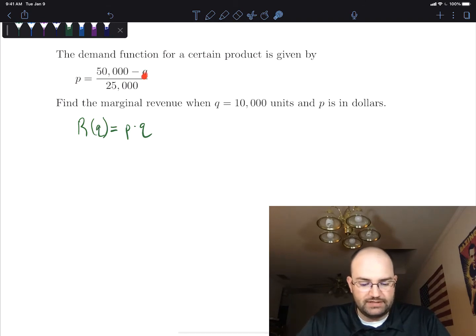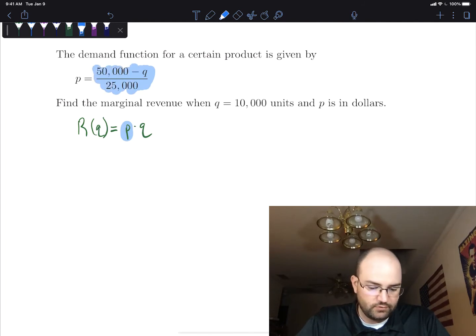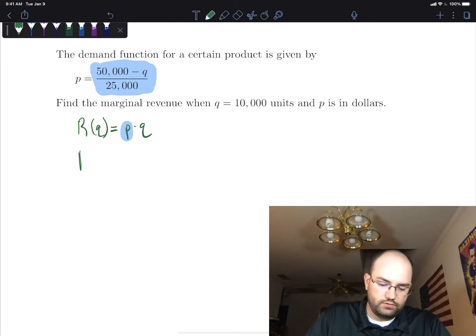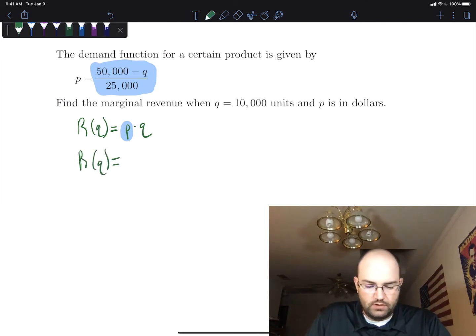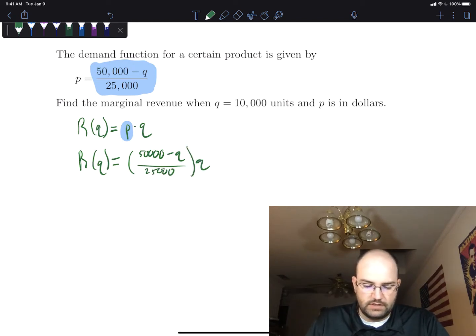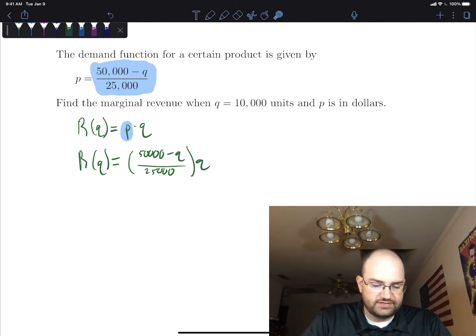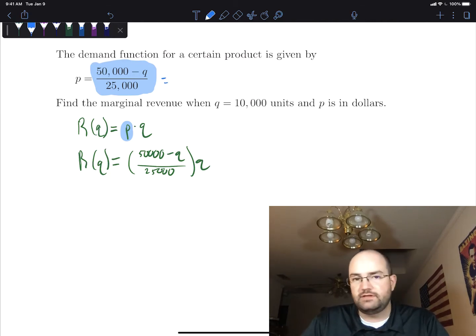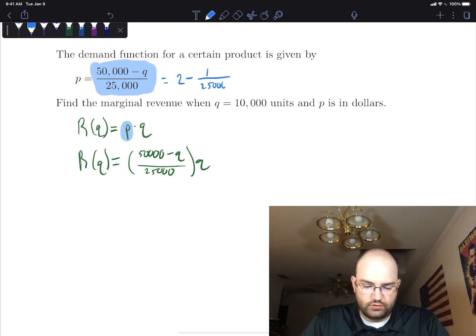But notice that we know P in terms of Q already, so I can replace this P with this entire thing right here. That's the fantastic thing about this. So the revenue as a function of the quantity would be (50,000 minus Q) over 25,000 times Q. Now notice that I can divide these. 50,000 over 25,000 is just 2, and then minus 1 over 25,000 Q. That's the exact same thing.